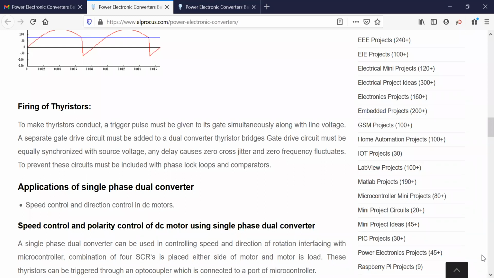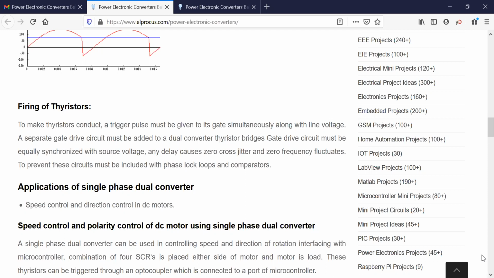So when we are firing the thyristor, we are giving the trigger pulse, the gate pulse, simultaneously and synchronously with the line voltage. When we are giving the gate drive, it must be added to the dual converter thyristor bridges. So we are firing by gate drive, and the gate drive will be equally synchronized with the source voltage. Whatever the source voltage is, the gate drive will be equally synchronized.